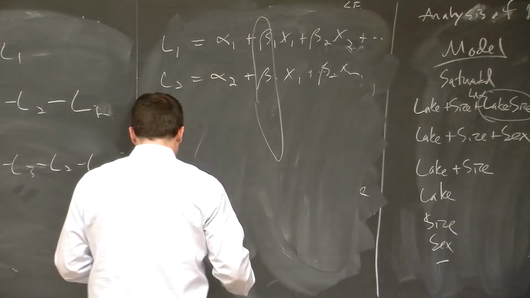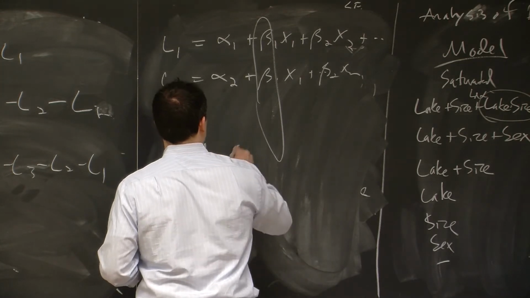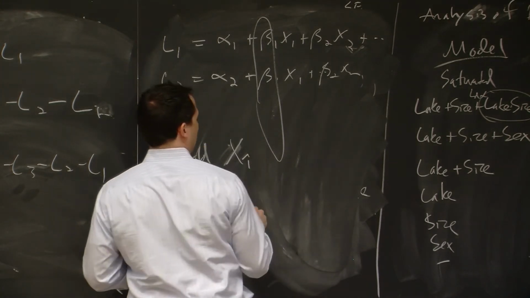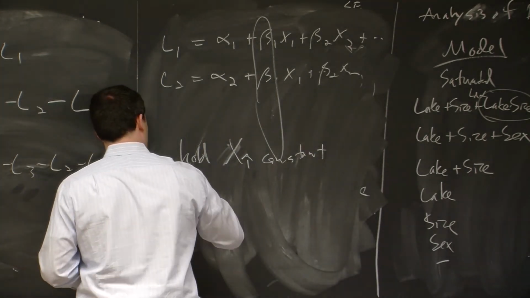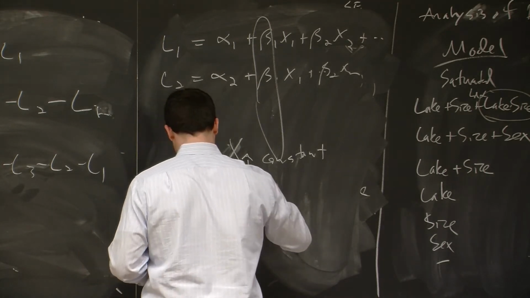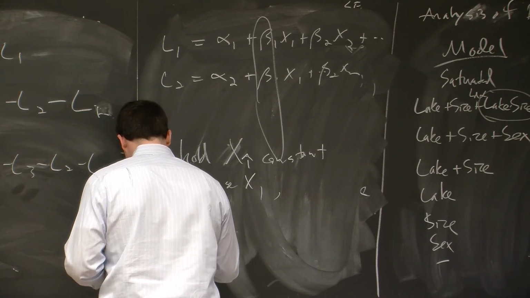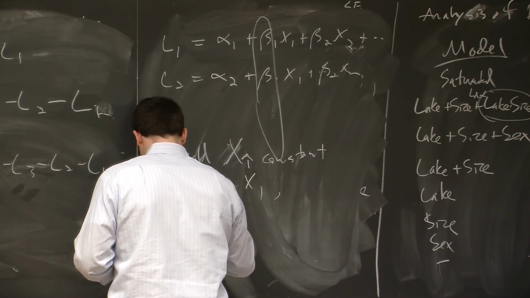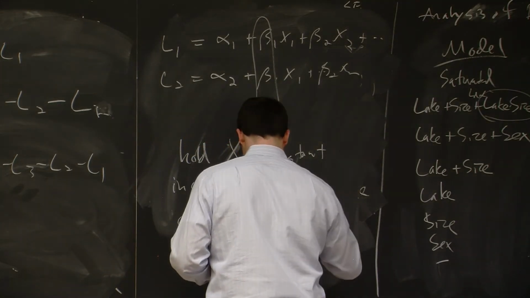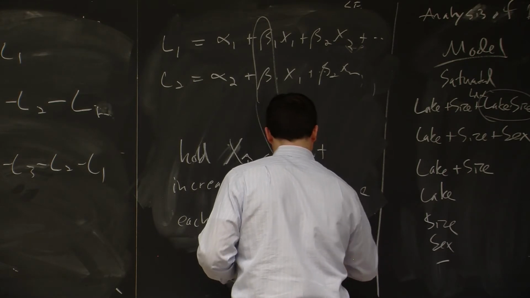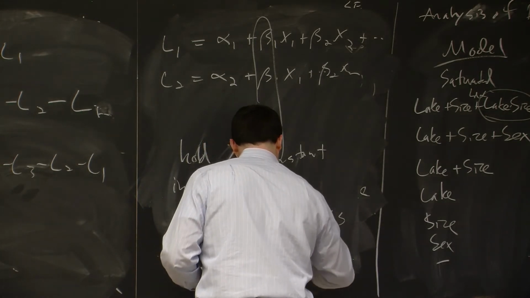So what we're saying is that if we hold all the x's except x1 constant and increase x1, then each adjacent odds ratio is equal to just e to the beta 1.